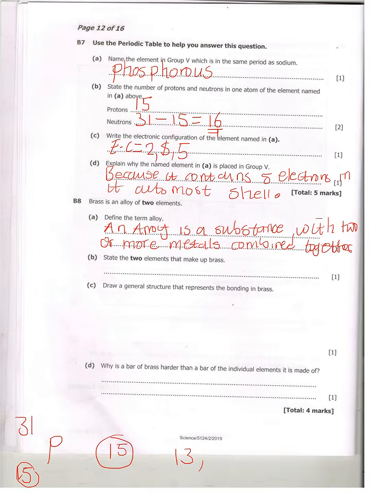Then B, state the 2 elements that make up brass. So brass is made up of zinc and carbon.